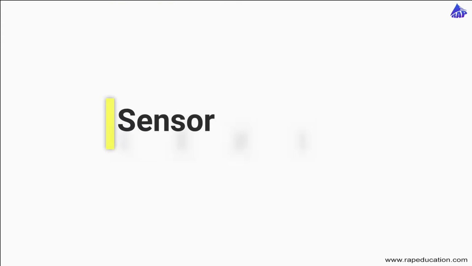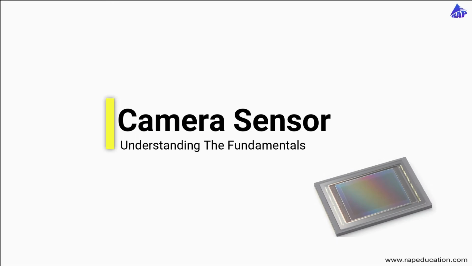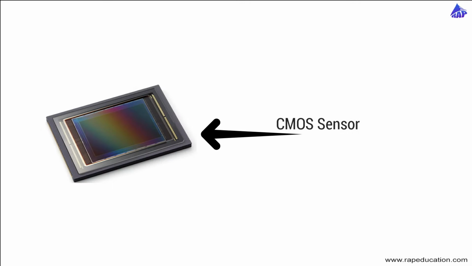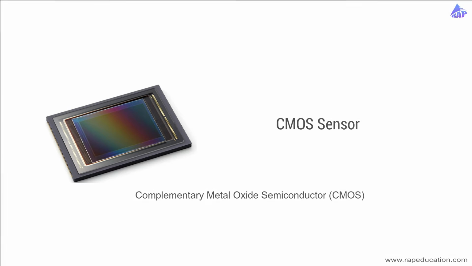Hello and welcome everyone. In this lesson, we are going to look at the digital image sensor. There are many types of image sensors available in the market. As of now, we'll be understanding the CMOS sensor only. CMOS sensors are everywhere. It is the most advanced image sensor of now.